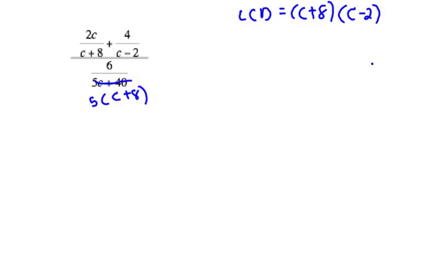And now I look at the 5. I don't have one, so I have to add that. But c plus 8 I already do have, so I don't need to add that. So let me rewrite that so that my constant term is in front where I like to see it. So it's 5 times c plus 8 times c minus 2. That is my common denominator for all of my fractions.